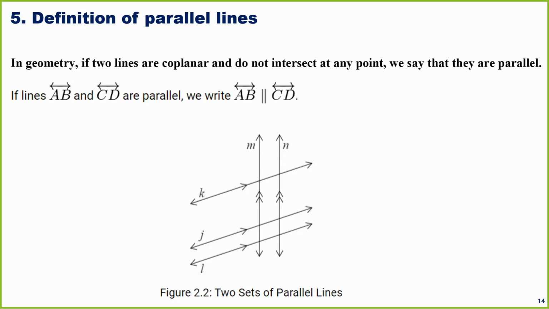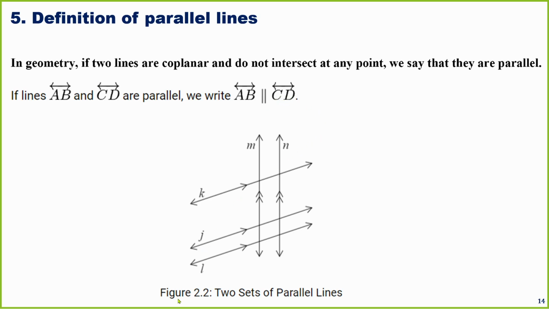Okay, next let's have a look at the definition of parallel lines. In geometry, if two lines are coplanar and do not intersect at any point, we say that they are parallel. If two lines AB and CD are parallel, usually we write AB followed by two vertical dashes and CD. So we write AB is parallel with CD like this.